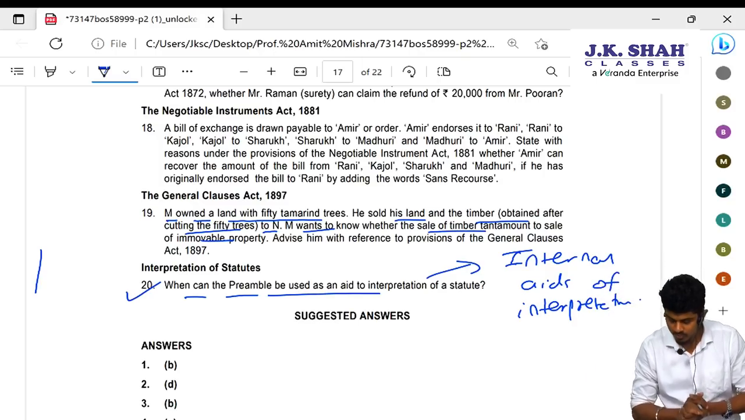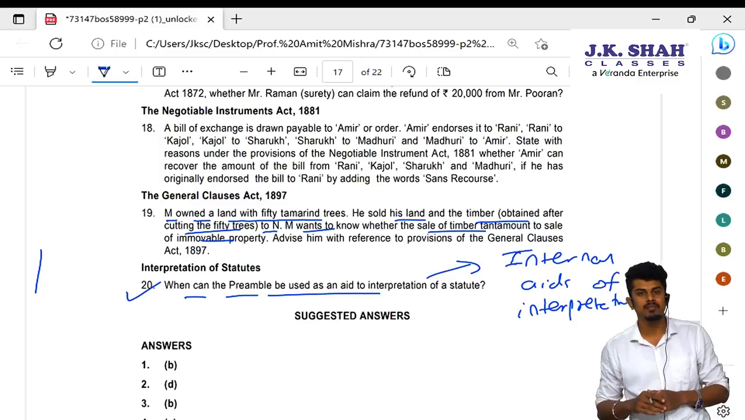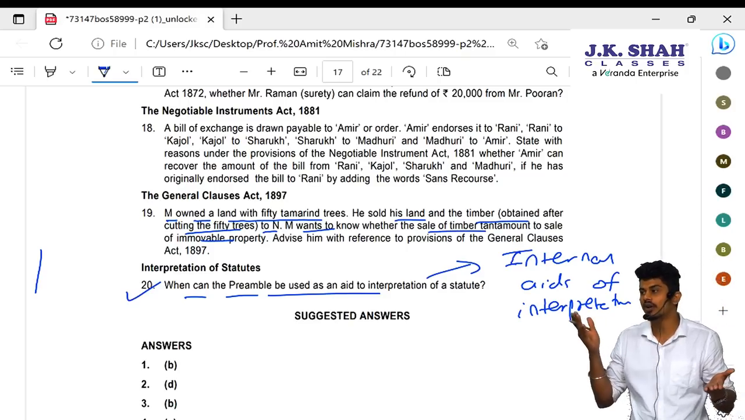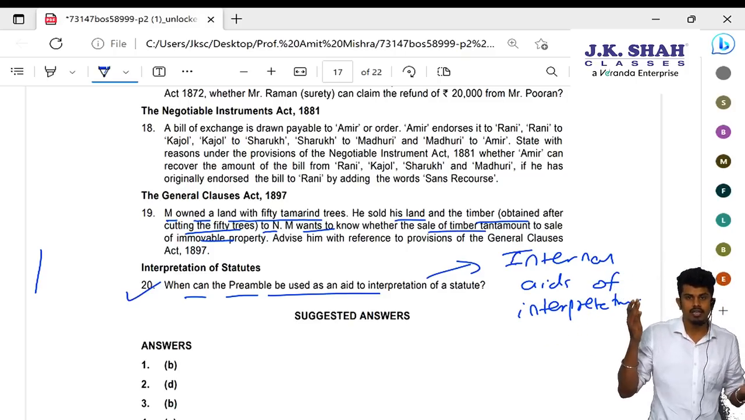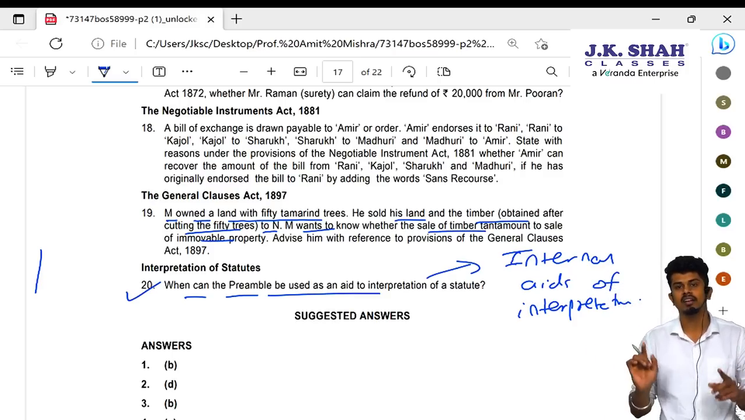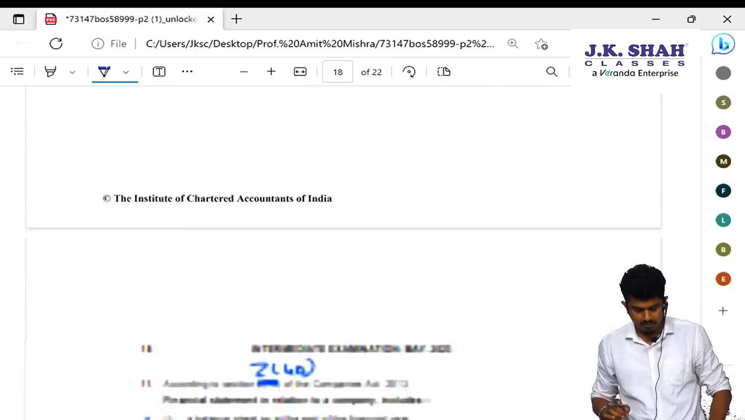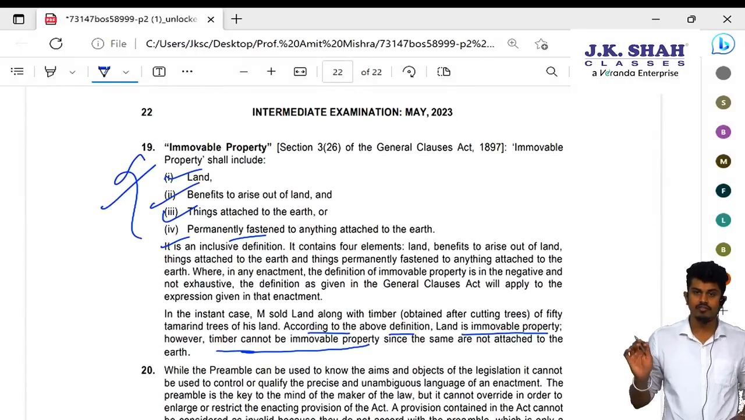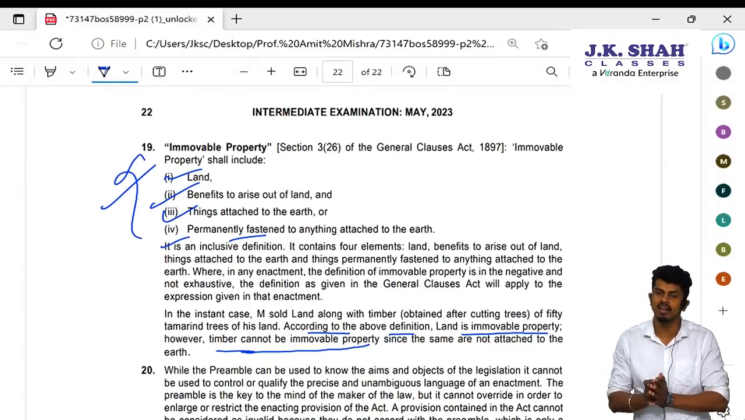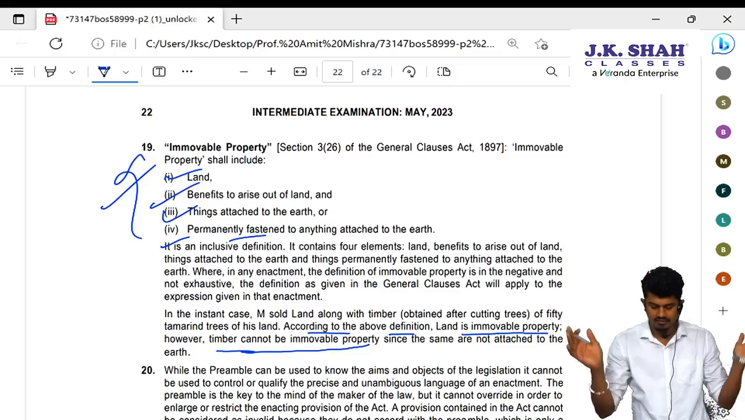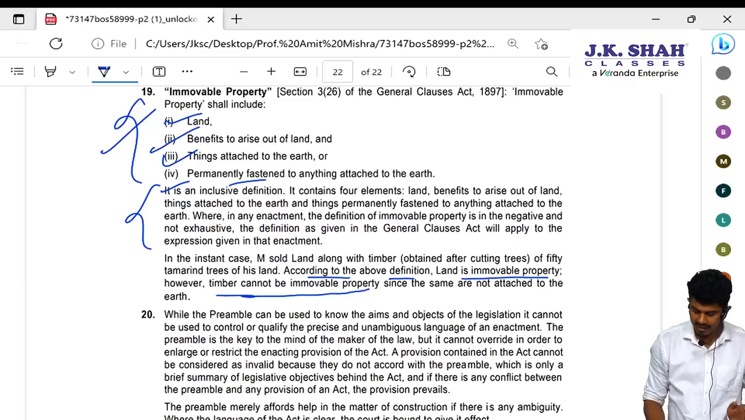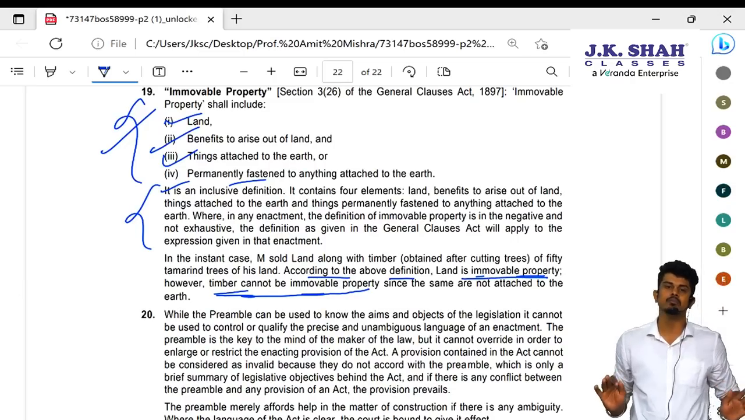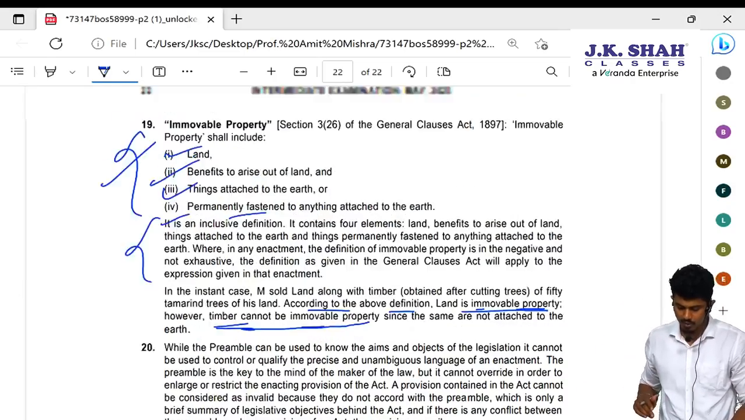Yes or no? So therefore, we will advise Mr. M that your land is immovable property, but your trees, your timber that you have got after cutting the trees, will be considered as movable property. But how are we supposed to present this answer? So see, first of all, we will write the definition of immovable property as given under General Clauses Act. Then we will explain the entire thing. And then we will advise that land is immovable, but his timber cannot be immovable. Timber will be considered as movable property. Correct?